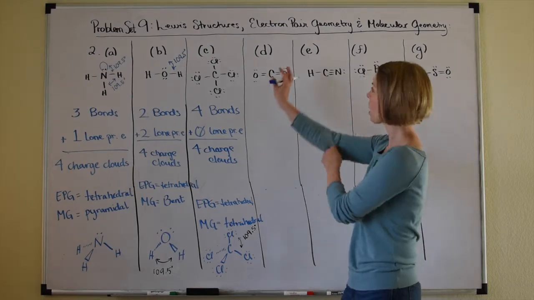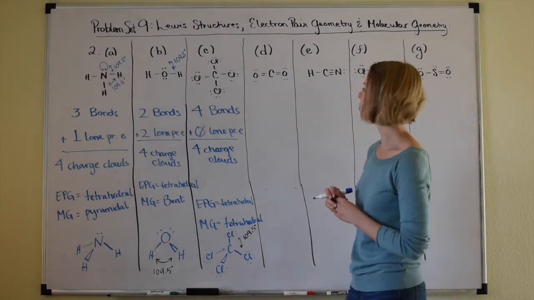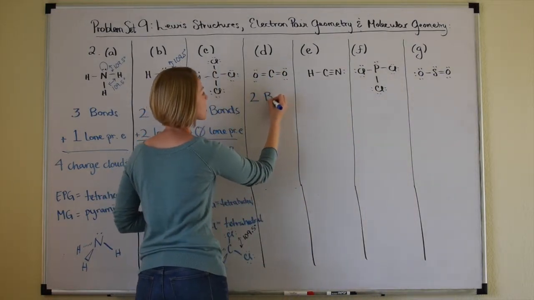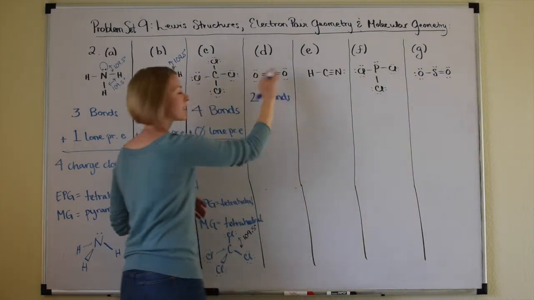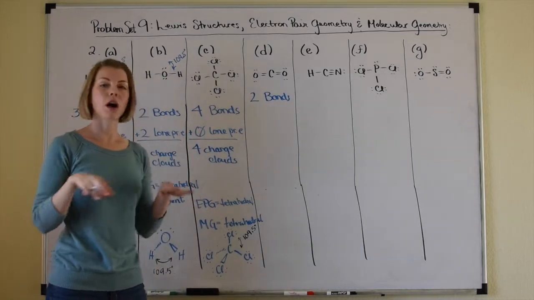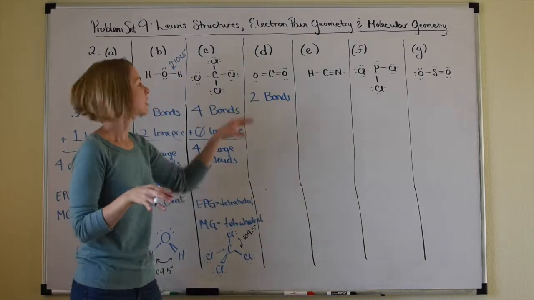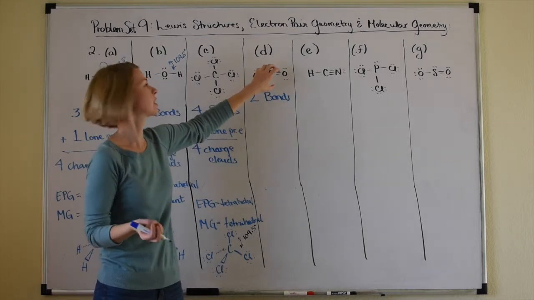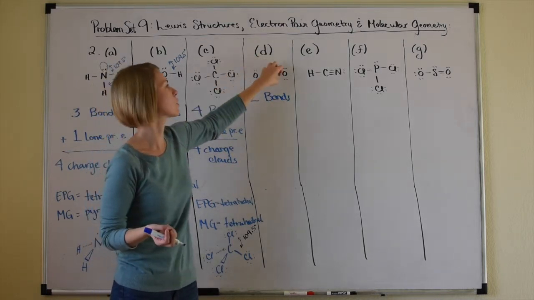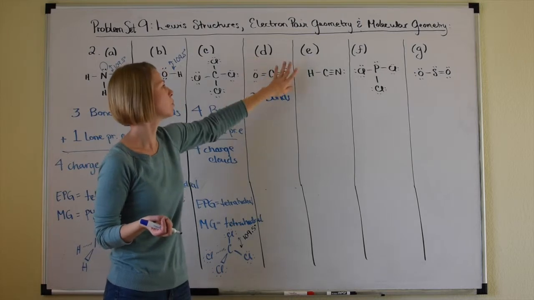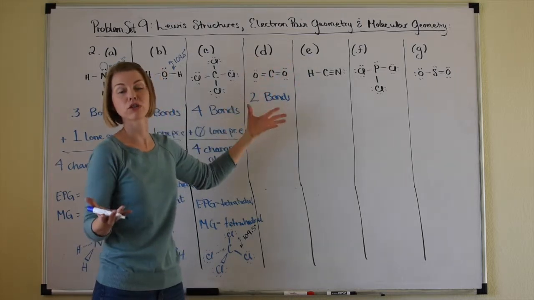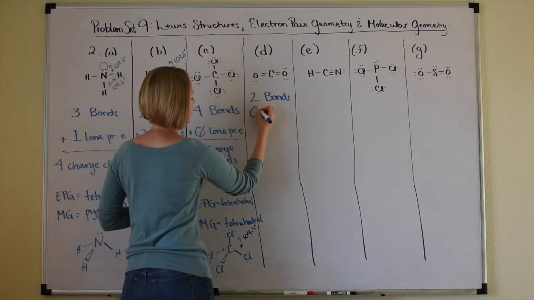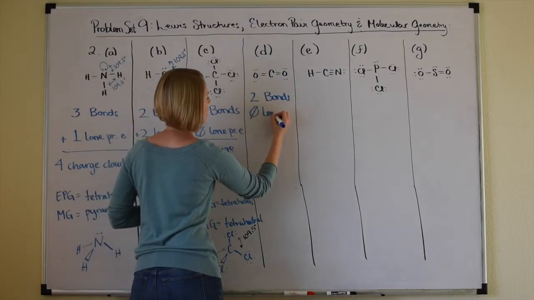All right, going on to D, carbon dioxide. We have 2 bonds. Doesn't matter whether they're a single bond or a double bond or a triple bond, each just counts as 1 charge cloud. So this counts as 1 charge cloud here, this is 1 charge cloud here. So 2 bonds that are 2 charge clouds, okay? Number of lone pairs on our central atom, 0, no lone pair.